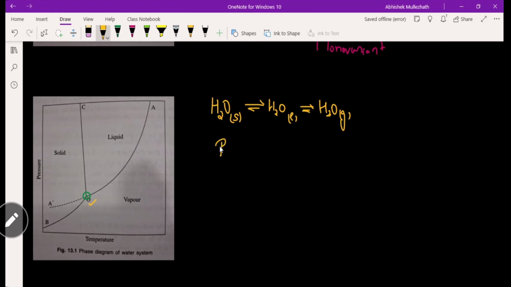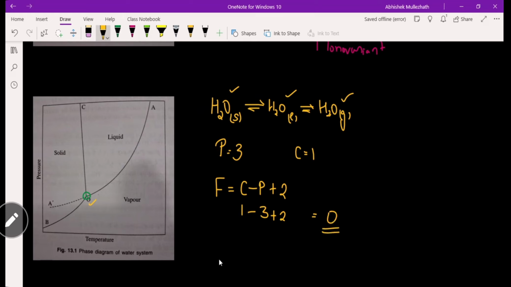To calculate the degree of freedom, again you will require the number of phases. The number of phases is 3, because you can see solid water, liquid water, and gaseous water in equilibrium together. The number of components is 1, because only water is present in our system and we are studying one component, so definitely the value of C would be 1. Now to calculate the degree of freedom, also known as variance, we know the formula F = C - P + 2. So 1 - 3 + 2 comes out to be 0.